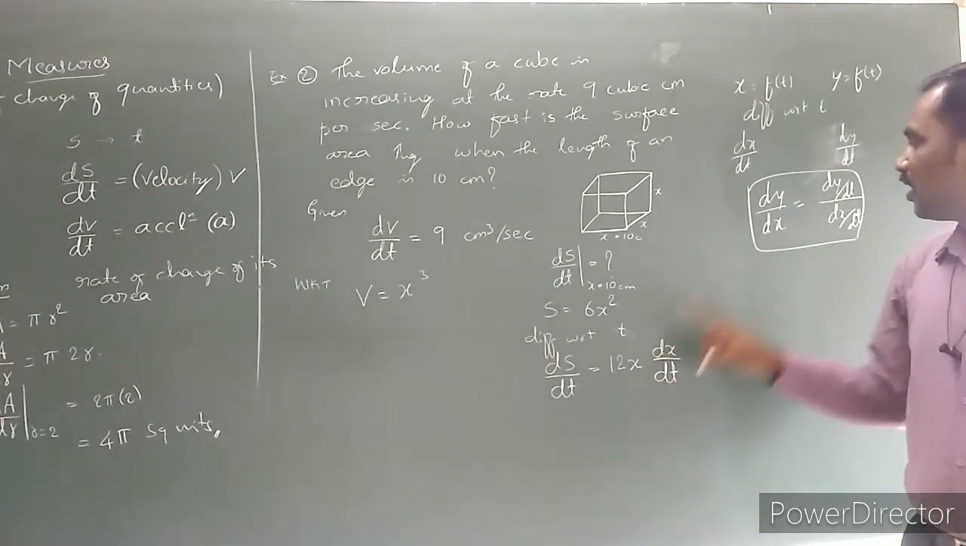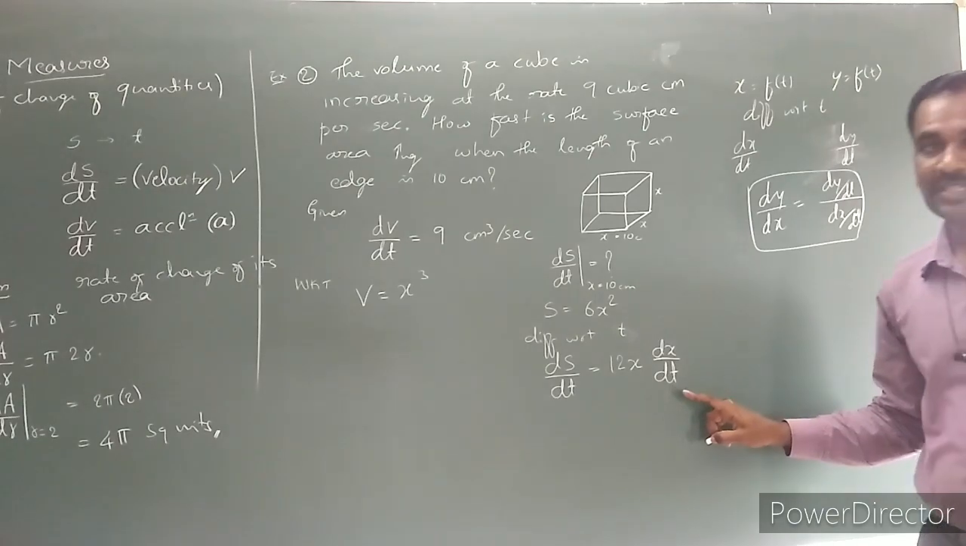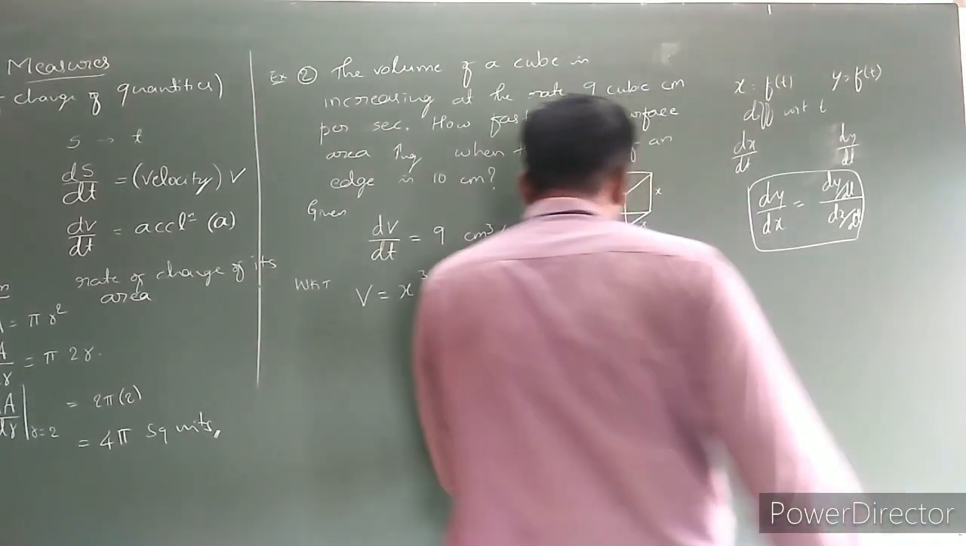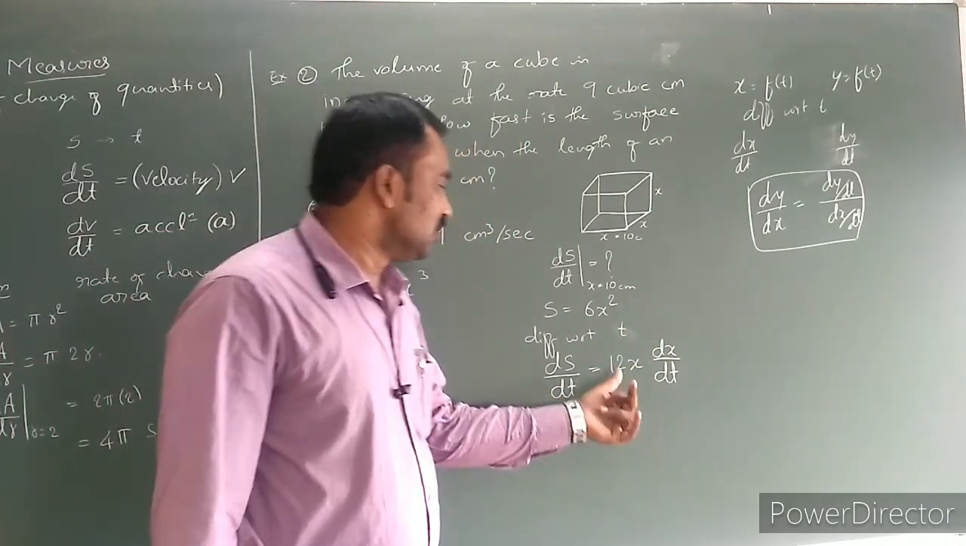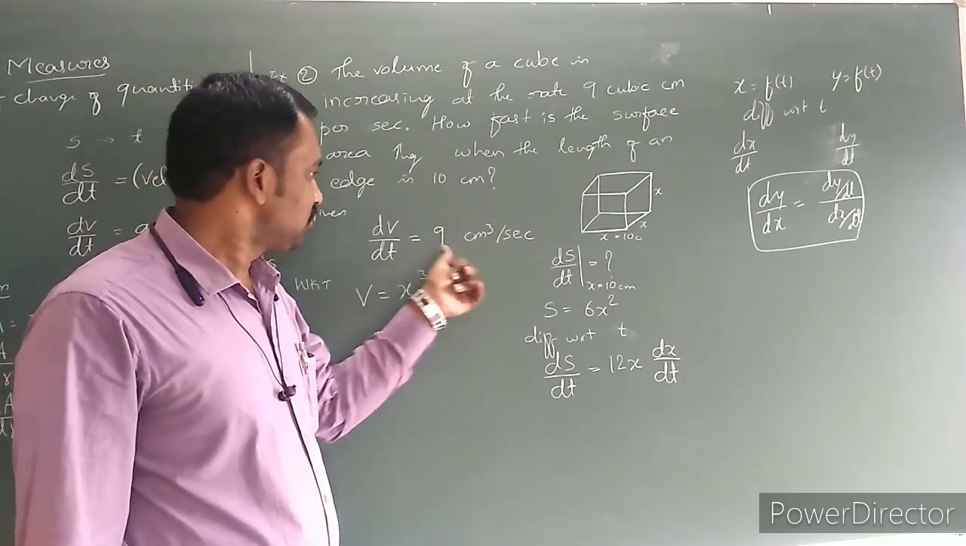In the same manner, how to get this one? By using the chain rule differentiation. So we will get this result. Now actually we don't know dx by dt. Let us try to find it out. They have given one more quantity, the rate of change of volume.